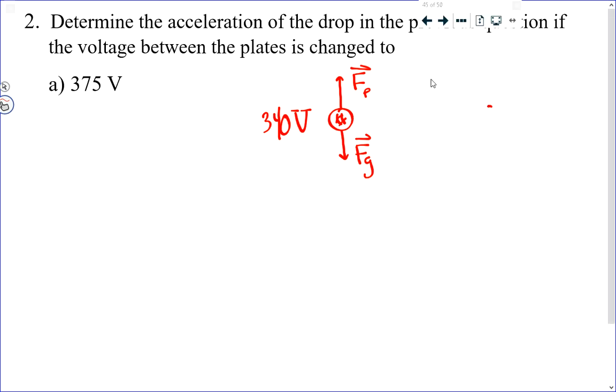Okay, so now we have the exact same oil drop, but we've increased the voltage to 375 volts. Well, if you increase the voltage, then you are going to get a greater electric field, and if you have a greater electric field, you're going to get a greater electric force. Now, I've exaggerated it. It's probably not going to be that much greater, but it will be greater. The gravitational force, of course, stays the same. So what analysis are we talking about with this question?